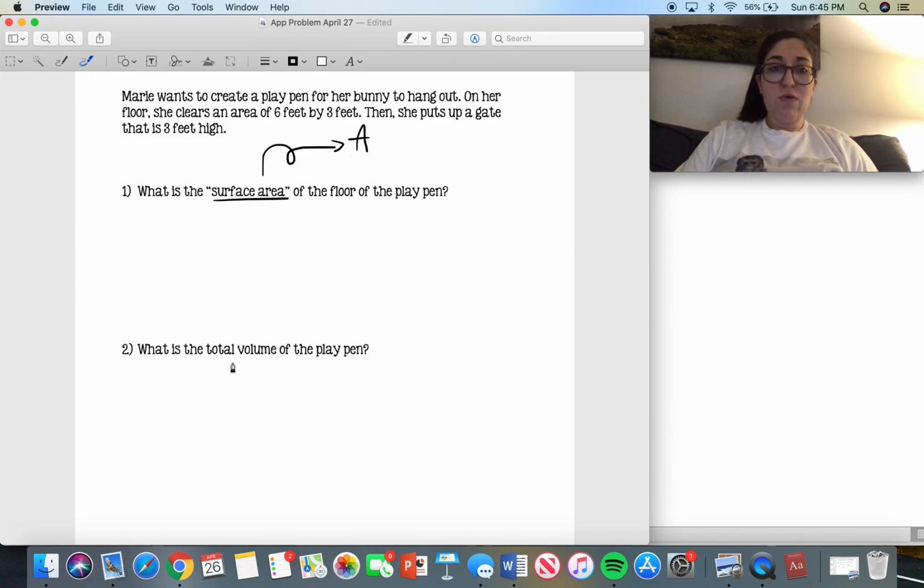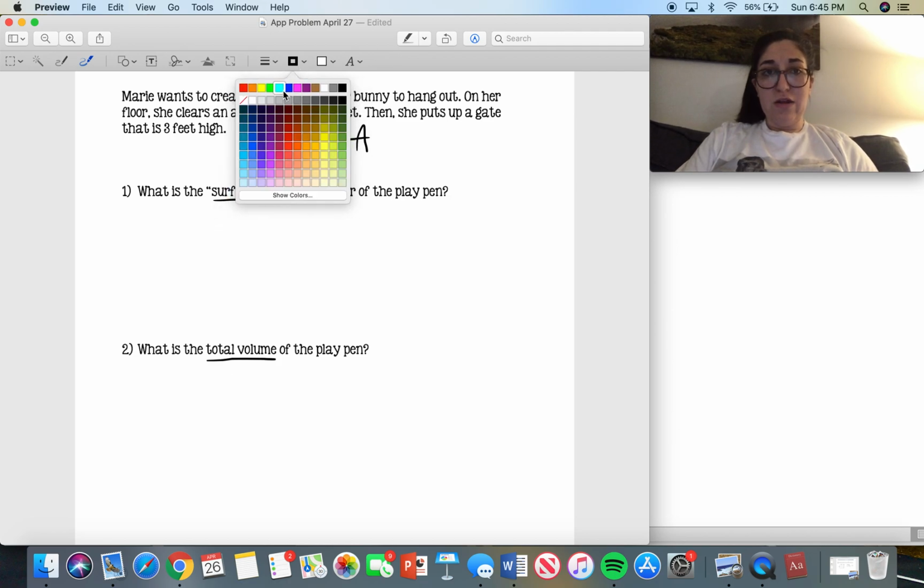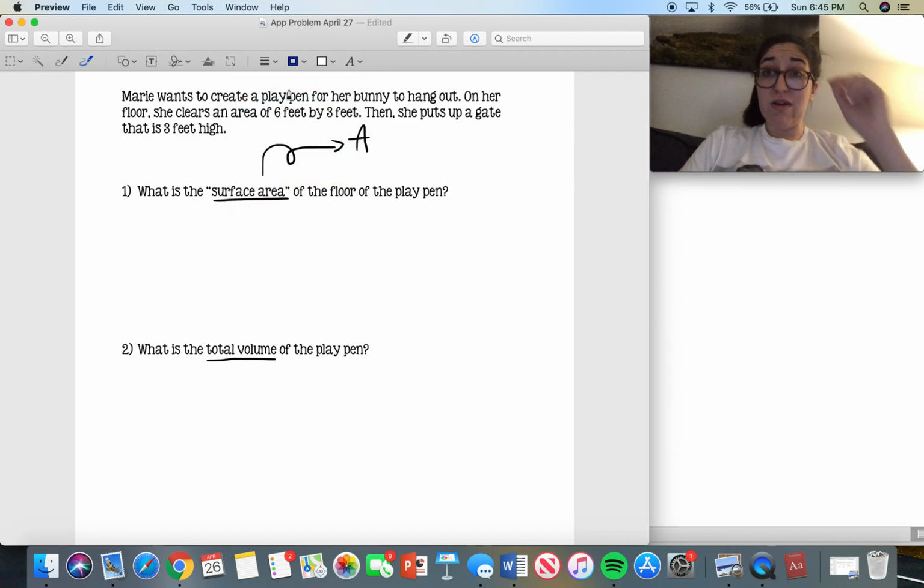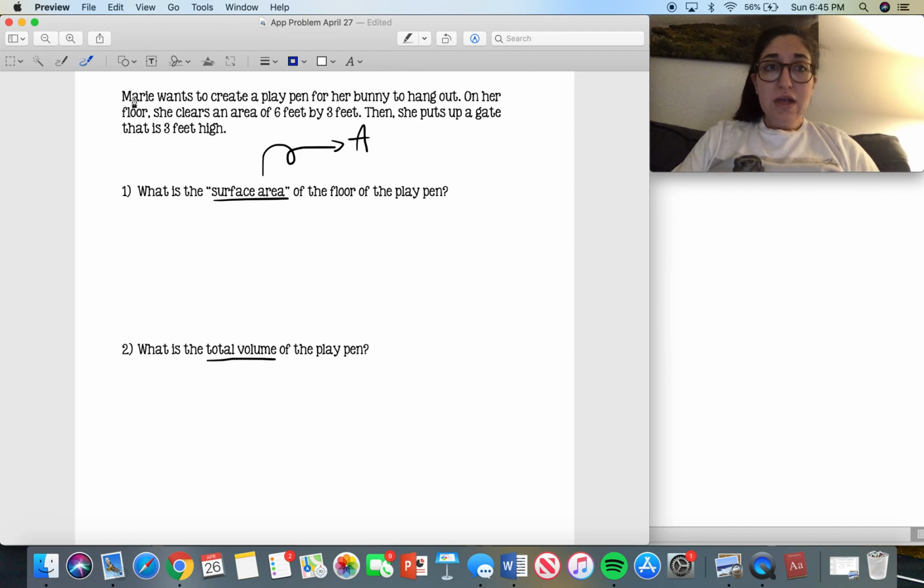And then part B is what is the total volume of the playpen. So we're looking for two things here. We're looking for the surface area and we're looking for the total volume. So let's go back in and let's read this story again to see what information we've got. It says Marie wants to create a playpen for her bunny to hang out. Awesome. So Marie's creating this playpen.